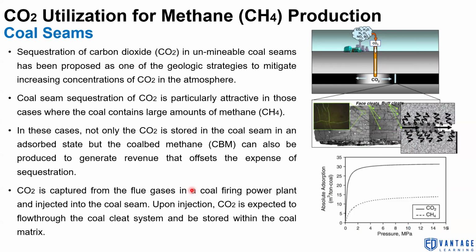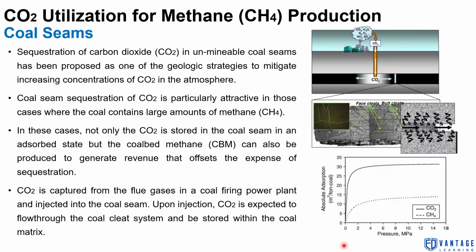So we can target sequestering CO2 in unminable coal seams where we drill shallow wells. Generally coal seams are available at a depth of 600 meters to 1 kilometer. So we try to depressurize coal seams because methane is adsorbed on the coal seam. So we need to desorb methane from the coal seams so that it gets produced. So CO2 is actually a preferential adsorber on the coal seams.